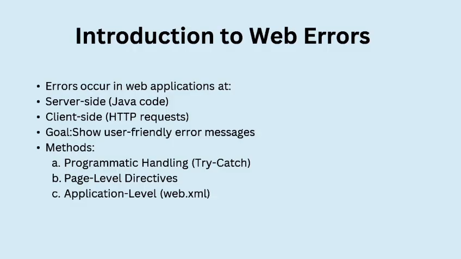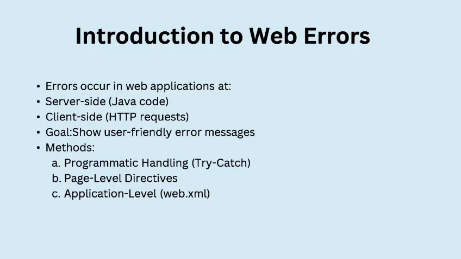In web applications, errors can occur at different levels. First one is server-side errors, which happen in the Java code such as servlets or JSP. These include issues like incorrect logic or exceptions. The second one is client-side errors, which occur due to HTTP requests from the browser. For example, when a user enters a wrong URL, it results in a 404 error.